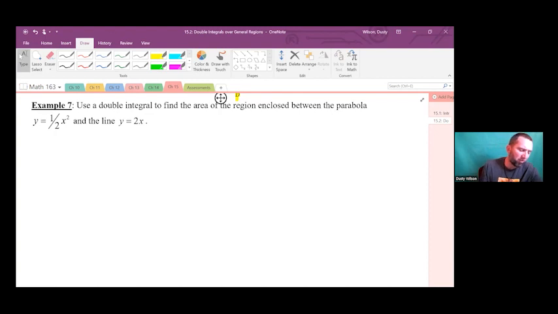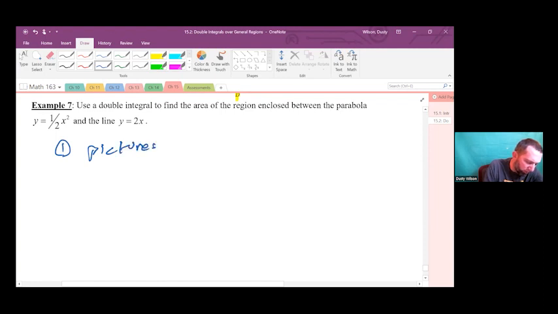So here, let's start by drawing a picture. Pictures are our friends. And so we have y equals, ooh, that's a pretty ugly looking parabola. It's not very symmetric. We have y equals 1/2 x squared.